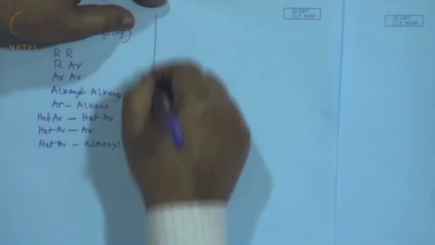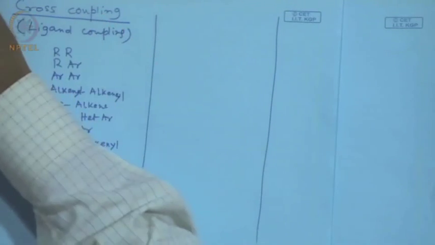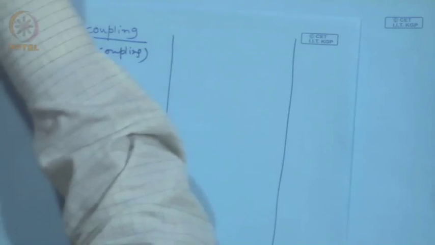And most often, of course, all these ligand couplings or cross couplings refer to the transition metal catalyzed reactions. And there are more than 10 different cross coupling reactions. What are these? Just quickly review. What are the names? There are 10 different names, right? What are the 10 different names?